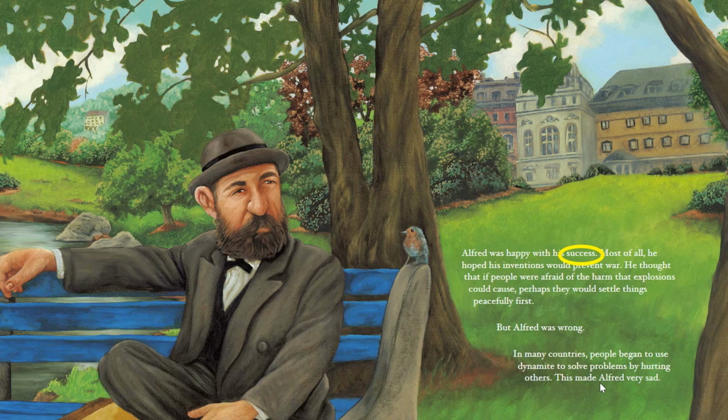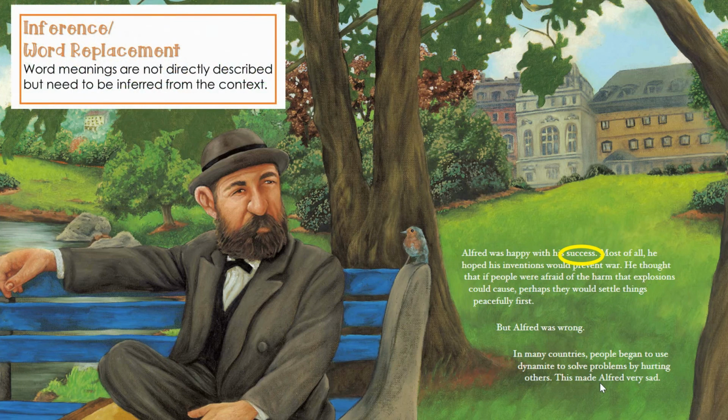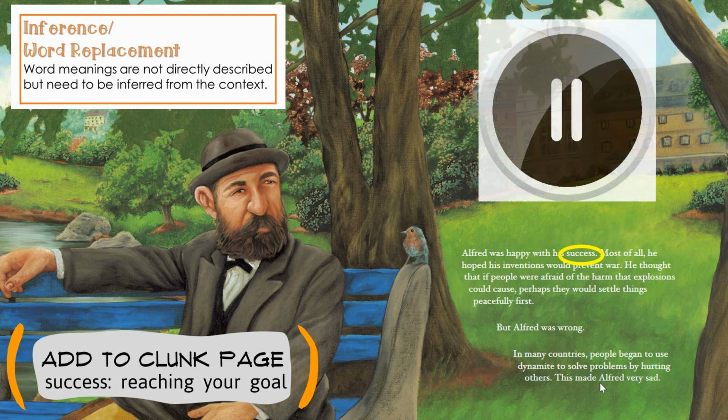Alfred was happy with his success. What does success mean? What CLUNK strategy can I use to figure it out? Although I don't have a word part or a definition handed right to me, I know that he had been working on this invention and it finally worked and he became wealthy and famous. So we can figure out that success must mean when you reach your goal and get your desired outcome.